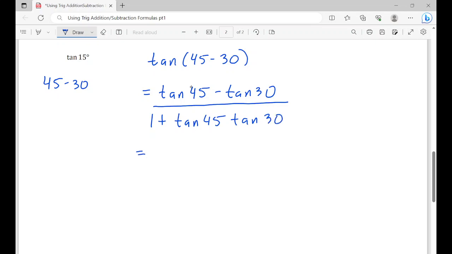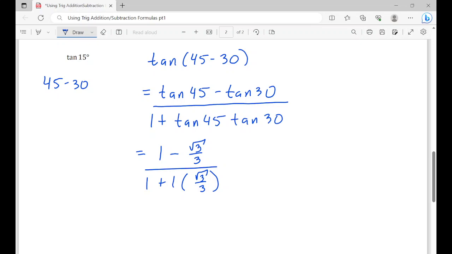So finding the exact values for each one, tangent of 45 is just 1, minus tangent of 30, which is square root of 3 over 3, all over 1 plus tangent of 45, 1, and tangent of 30, square root of 3 over 3.